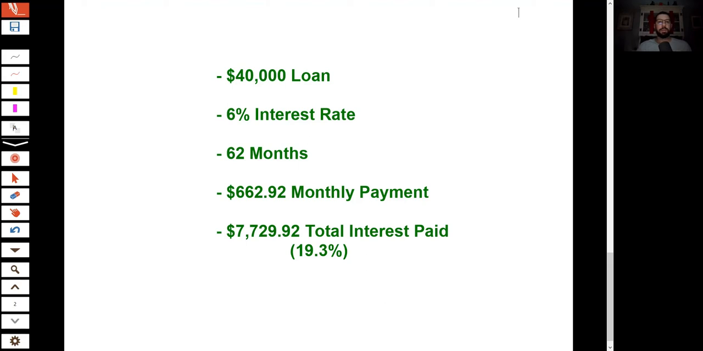The loan details would be $40,000 for your initial loan balance with a 6% interest rate, having that loan be a 62-month loan with a minimum required payment of $662.92 every single month. When you calculate the interest that you would be paying over the term of the loan, if you made that minimum payment only, the total interest paid would be $7,729.92, which equates to 19.3% of the total initial loan balance. That is what you'd be paying in interest to the lender. And I'm going to make the argument that that will actually benefit you far greater than paying cash for the car or investment, whatever it may be.